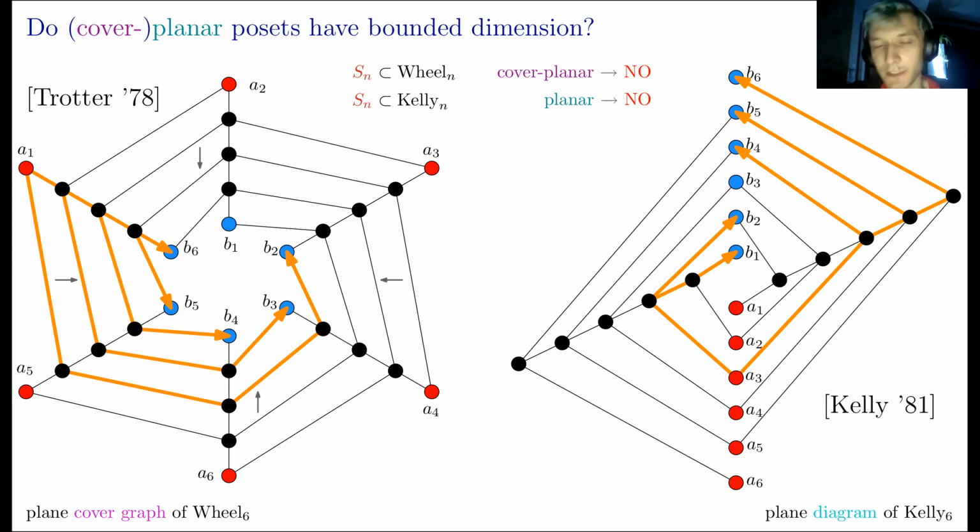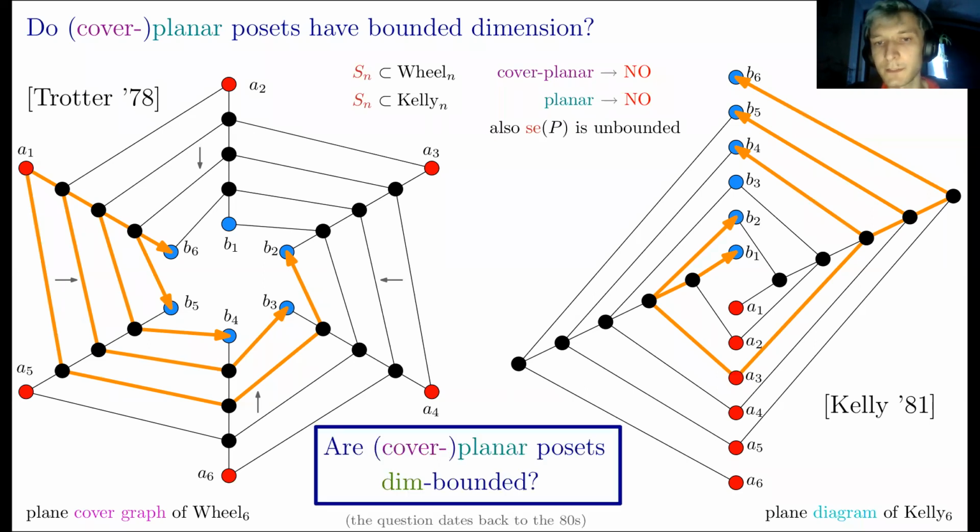So the natural question now: we know that cover planar posets don't have bounded dimension, and we also know that they may consist of large standard examples. So it's natural to ask about this dim-boundedness problem. This is the main question of this area: are cover planar or planar posets dim-bounded? This question is quite old. It dates back even to the 80s. One can say that half of it is already solved. The other half is still open, but I will get to it in a moment.